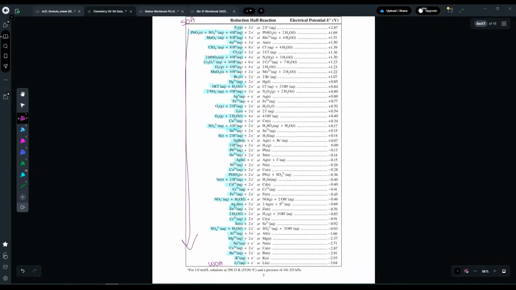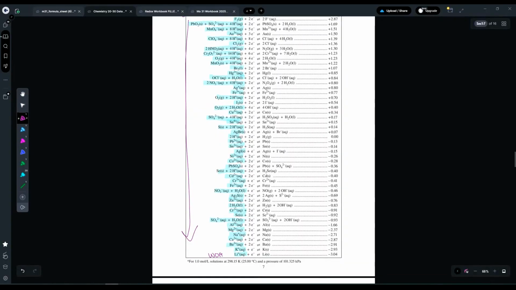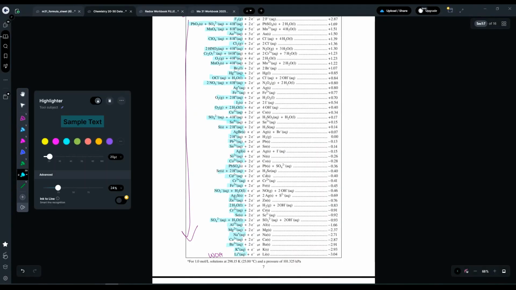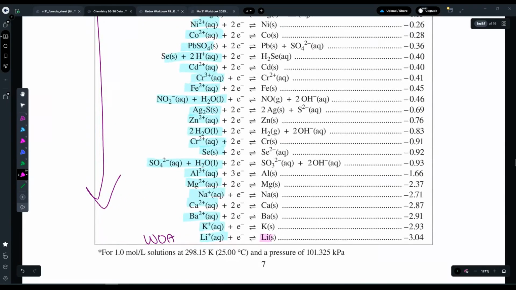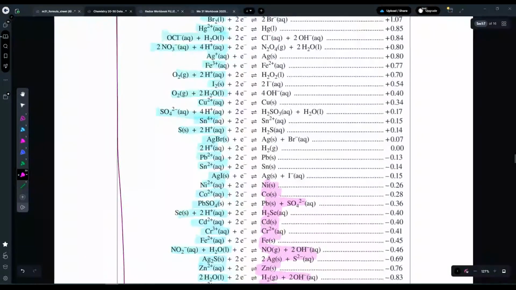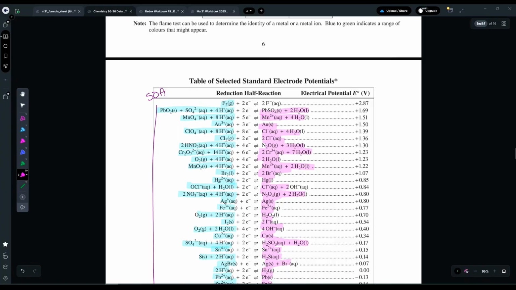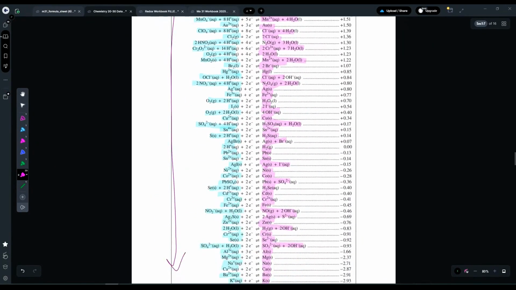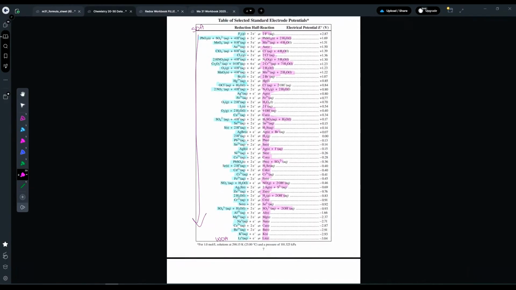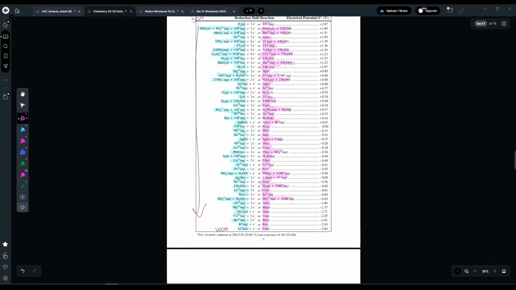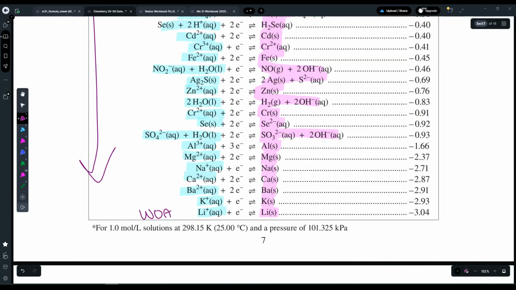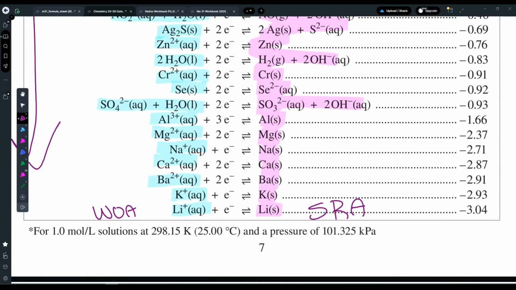Now alternatively, if we are talking about reducing agents, all of your reducing agents are going to be on the right-hand side. So all of these are your reducing agents. Do you have to highlight every single one of these in your own data booklet? No, you don't, but this is just to help you visualize where your reducing agents are. Reducing agents have the opposite trend of oxidizing agents. Your strongest reducing agent is going to be in the bottom right-hand corner. So lithium is our strongest reducing agent.